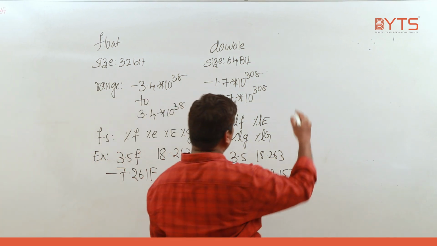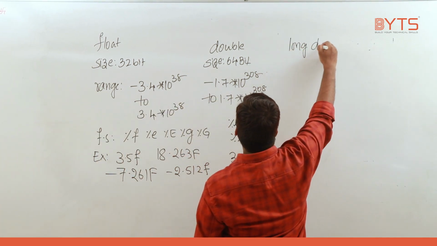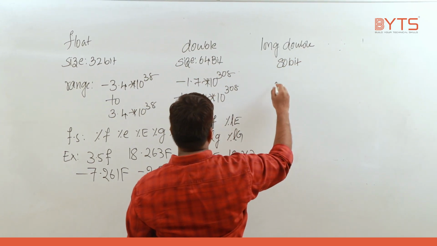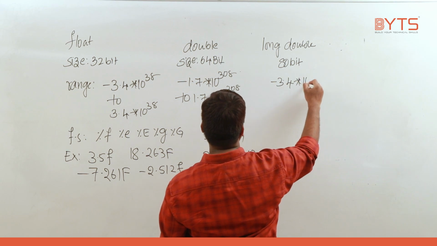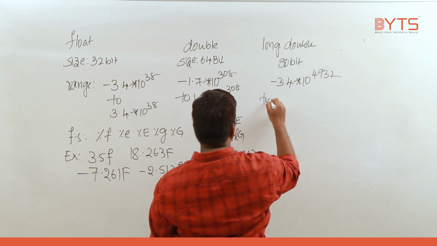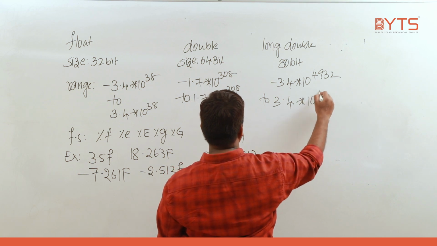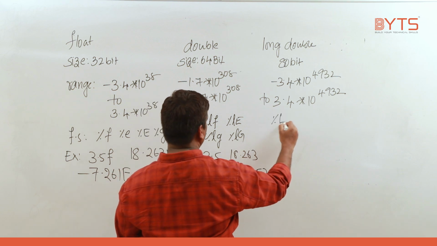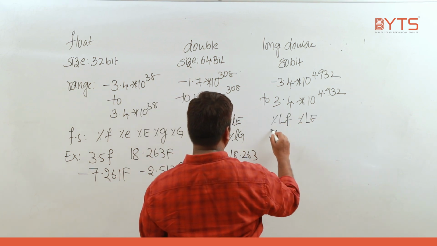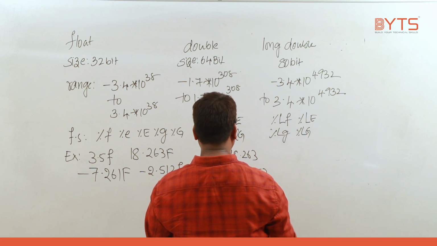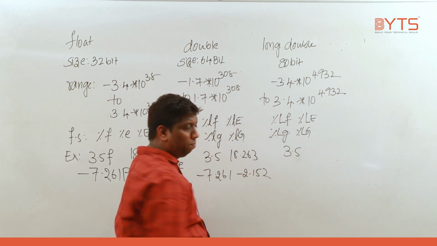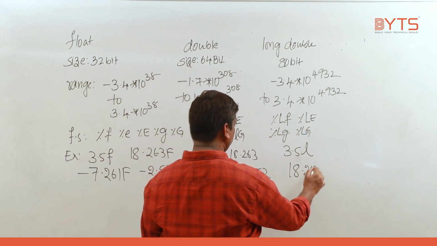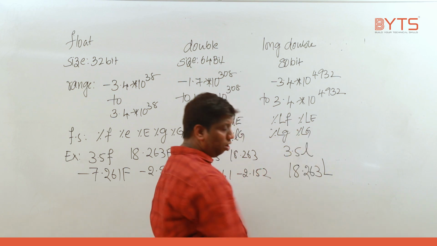Next data type is long double. Well, size is 80-bit and the range is 3.4 into 10 to the power of 4932 to 3.4 into 10 to the power of 4932. The format specifier is percentile LF, LE, LG. Now 3.5 is what type? Double type. 3.5L, long double. 18.263, what type? Double type. 18.263L, long double type.